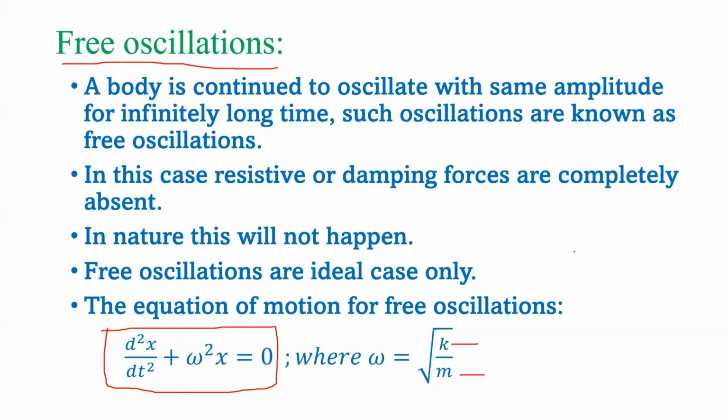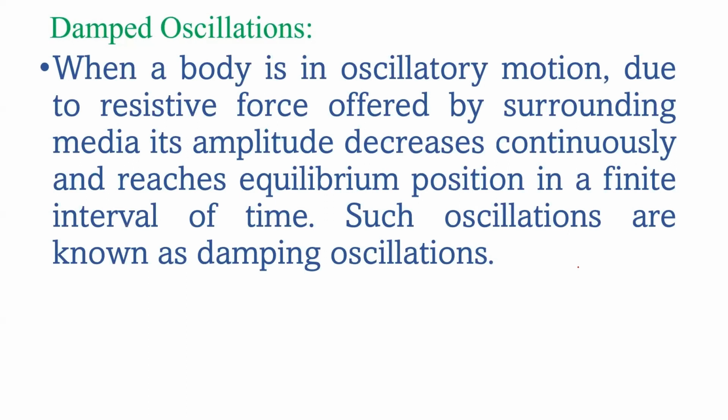Now we are going to discuss the second case, that is damped oscillations. We already discussed that when there is friction, the amplitude decreases continuously. After a certain time interval, the object comes to the rest position, that means the equilibrium position. To define this: when a body is in oscillatory motion due to resistive forces offered by the surrounding media, the amplitude decreases continuously and reaches the equilibrium position in a finite interval of time. Such oscillations are known as damped oscillations.